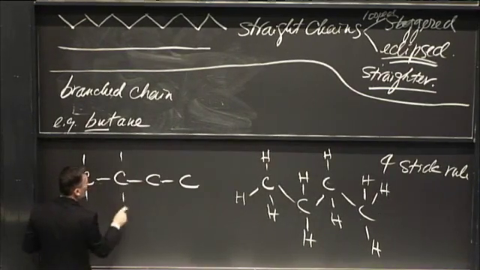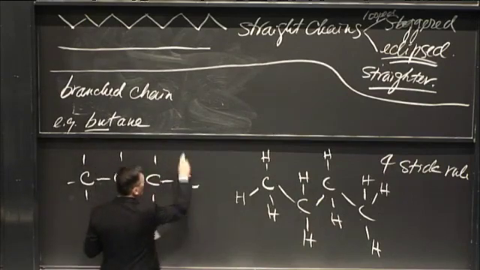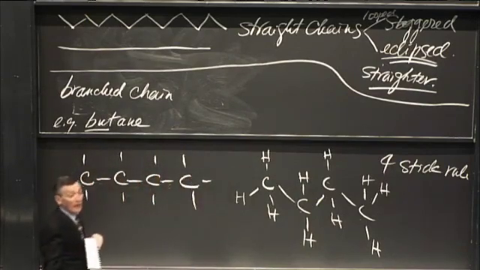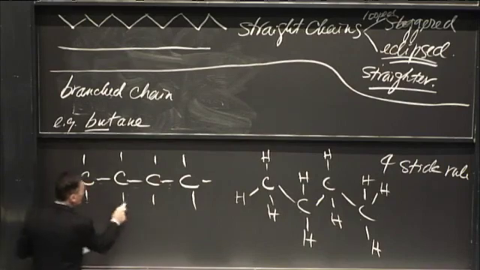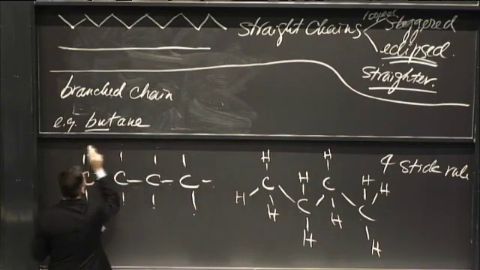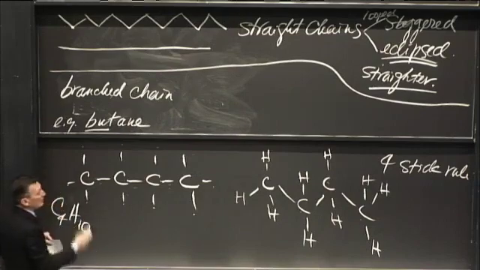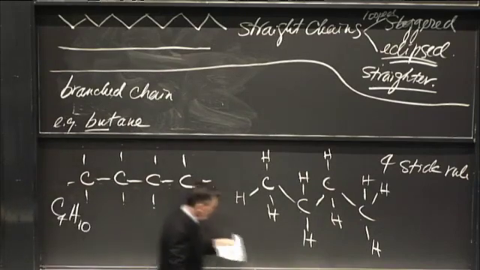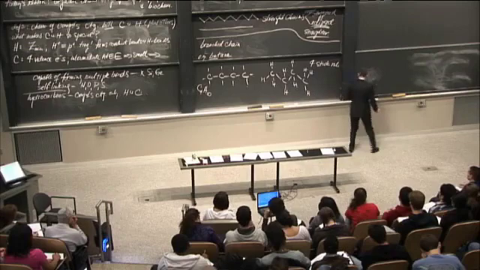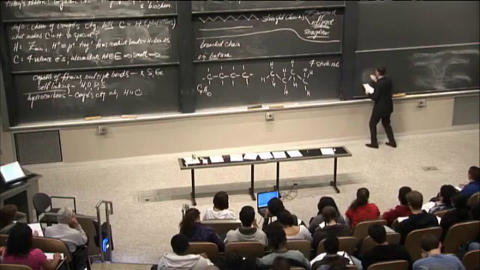So how about this one? 1, 2, 3, 4. And now let's count the hydrogens. 1, 2, 3, 4, 5, 6, 7, 8, 9, 10. C4H10, butane. All right, now there's another way to write this. I could go like so.